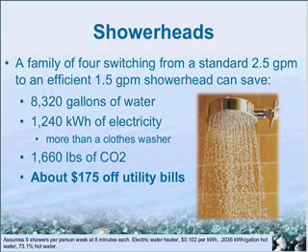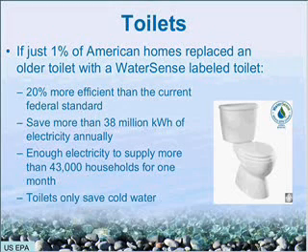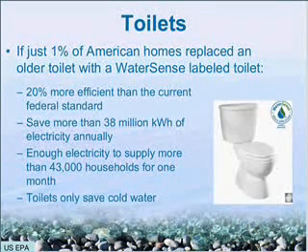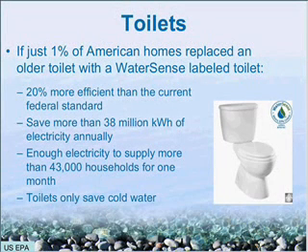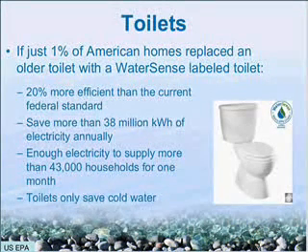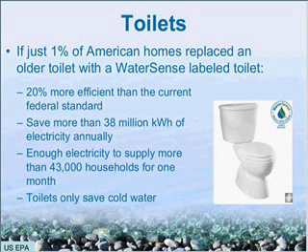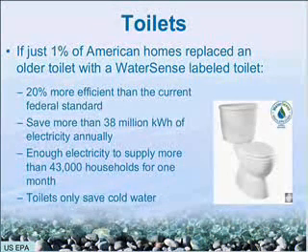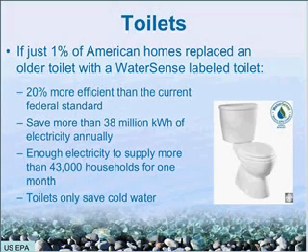But you can also save energy through saving cold water, as toilets show. The U.S. EPA has a WaterSense program, which is similar to the Energy Star program, but it's labeled on toilets and water-using fixtures. And they found that if just 1% of American homes replace an older toilet with a WaterSense labeled toilet, it would save more than 38 million kilowatt hours of electricity annually. This electricity represents enough to supply more than 43,000 households for a month. And again, it's saving only cold water, not warm water.